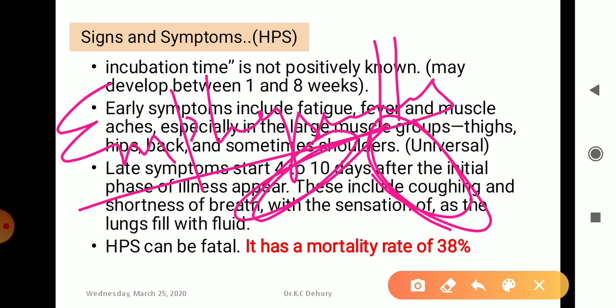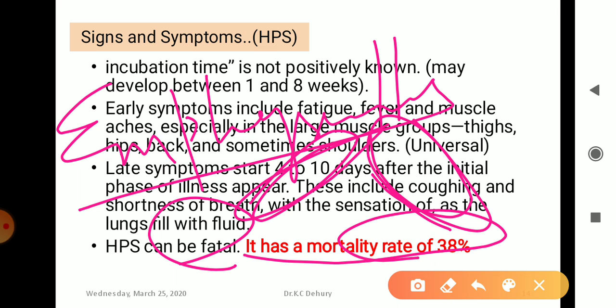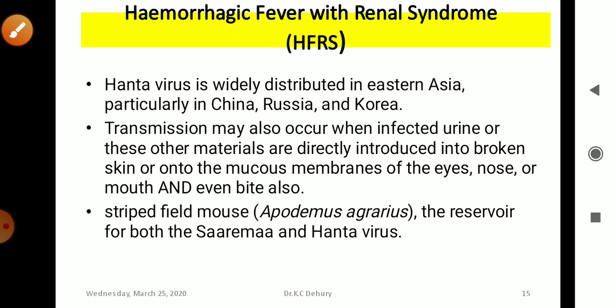Right? So this HPS also can be fatal, and the mortality rate is 38%. Obviously the younger as well as the older persons are more vulnerable to these infections. Another syndrome found in Europe and Asia is hemorrhagic fever with renal syndrome, HFRS.